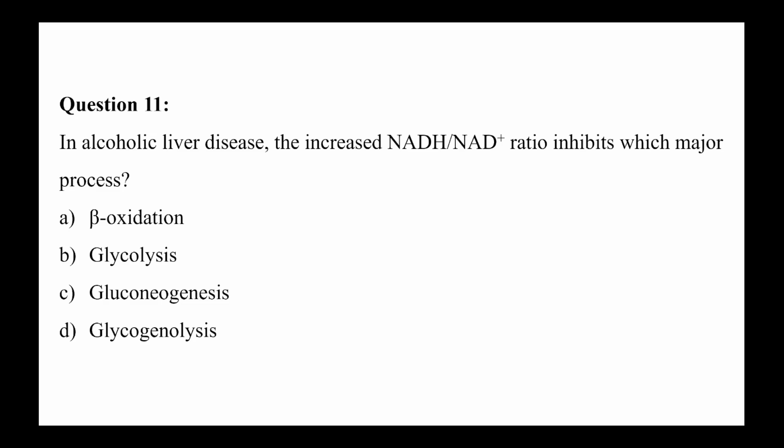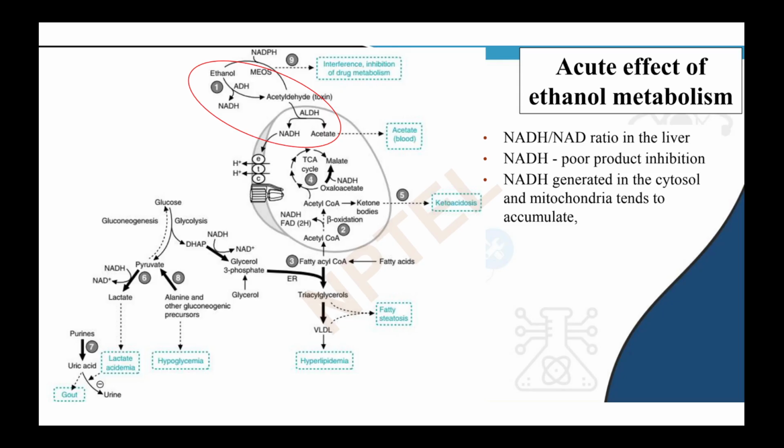You have answered option B, that is glycolysis. Actually, that's the wrong answer. The correct answer is option A, beta oxidation. So during chronic alcohol consumption, chronic alcohol use, the alcohol, as I've mentioned, is metabolized in the liver. It is metabolized by the alcohol dehydrogenase to convert it into acetaldehyde, and then acetaldehyde gets converted into acetate by acetaldehyde dehydrogenase.